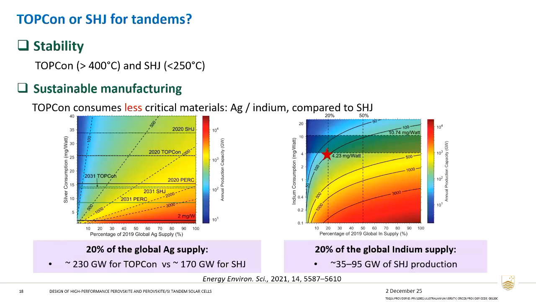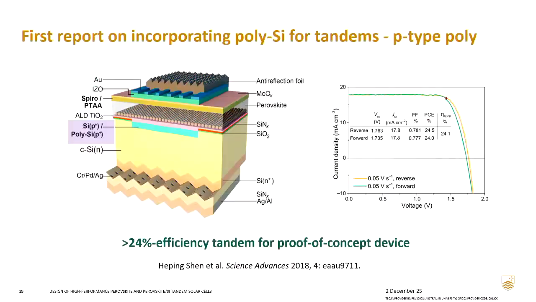TOPCon uses less critical materials like silver and indium, so it allows the cell structure to have a higher production capacity given the limited global supply of these critical materials. Okay, so ANU first reported the perovskite TOPCon cell based on NIP perovskite cell structure, as you can see here, using the P plus poly as the emitter.